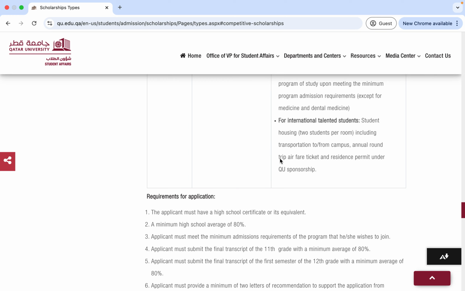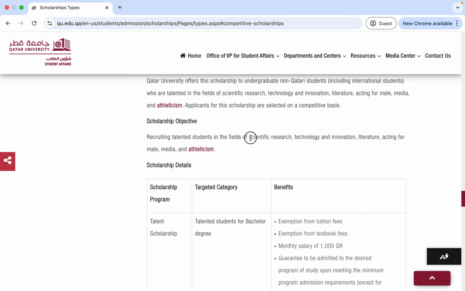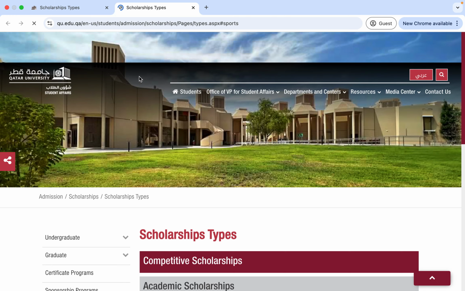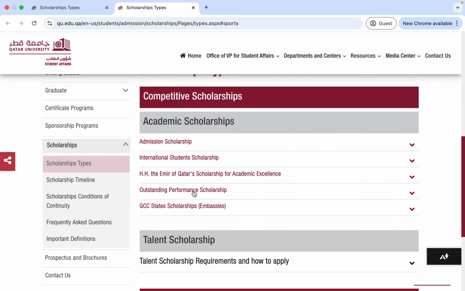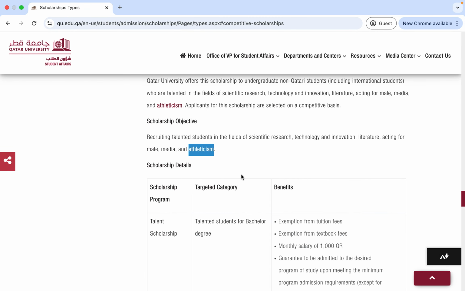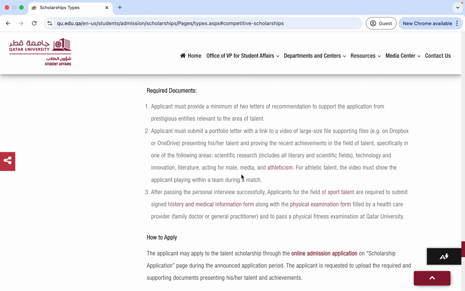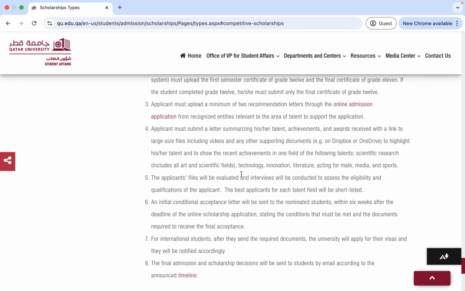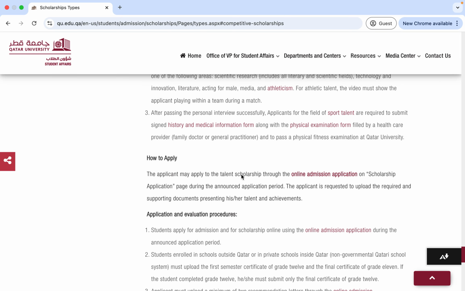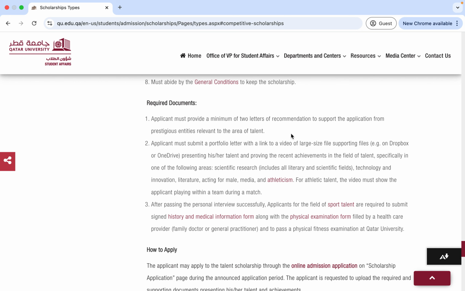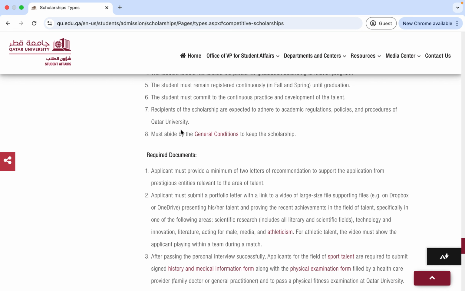So you can also apply for this. You need to get about 80, but you have to be very good in terms of research, technology, innovation, literature, acting, and athleticism. You can see maybe the list of athleticism could be here, of what you should be good at. Yeah, all right, you see the same page. So this is all that you have here, and then go through this and see what is required of you. It's a similar thing, and these are the things you require. Required documents for this type of scholarship.